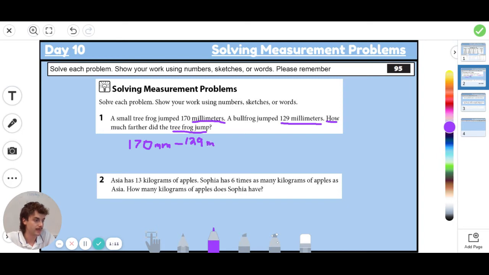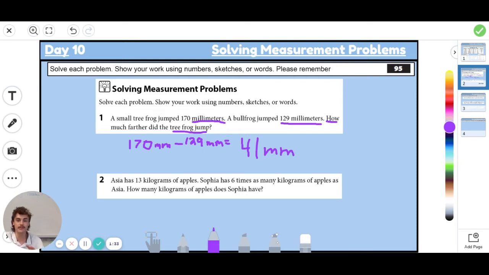I'm going to draw millimeters again for my units. And when I go ahead and do that, 170 minus 129, what is that? We get our answer of 41 millimeters. Now remember to always write your units here.